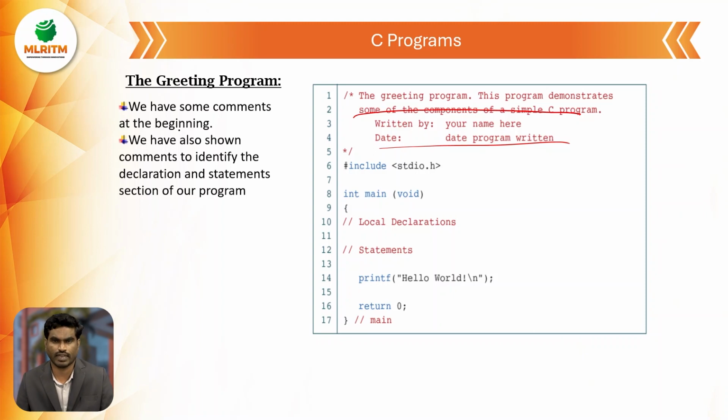Next, write the header file. That is the preprocessor directive section. It links to the system library. Next, the main function. In the main function, we can declare the local variable declarations. Before the main function, we can declare the global variables. Global variables are variables declared at the beginning of the program, and those variables are visible in the entire program.